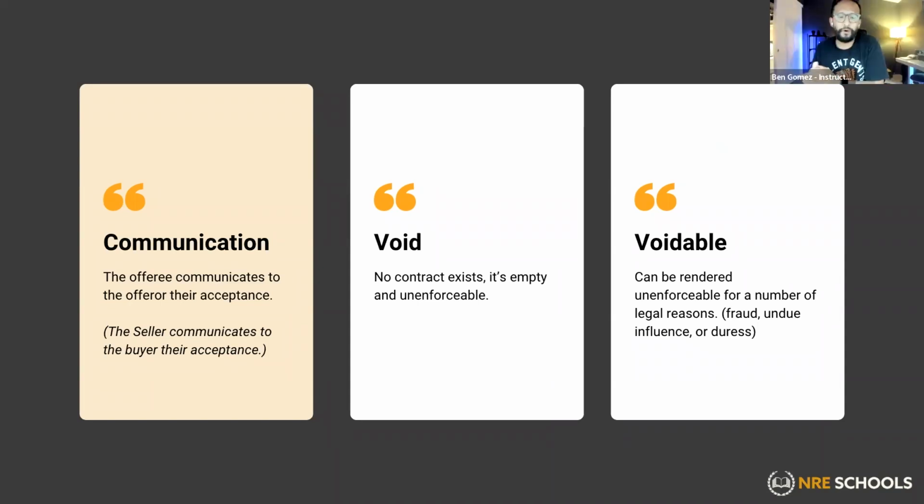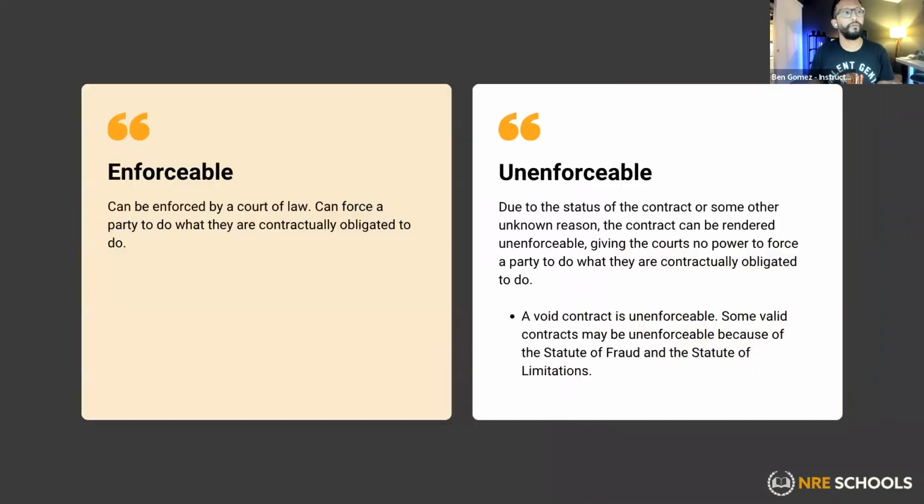Communication is super important, especially in negotiations. The other party has got to be notified. Void: no contract exists. Voidable: a contract that's together, but if there's fraud, undue influence, or the contract was forced upon somebody and it can be proven, that could be a voidable contract. Communication, void, voidable, or contract language.